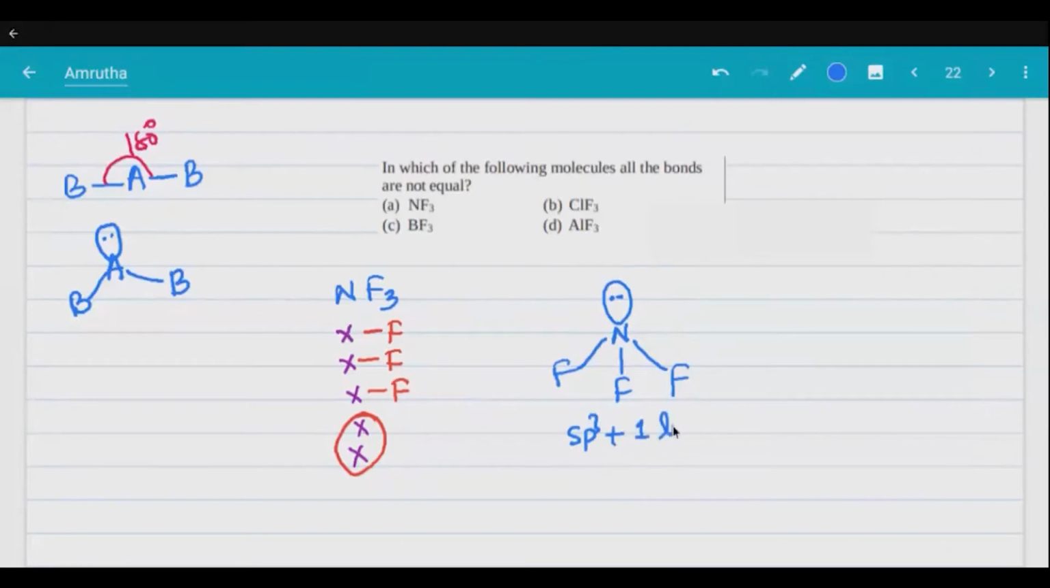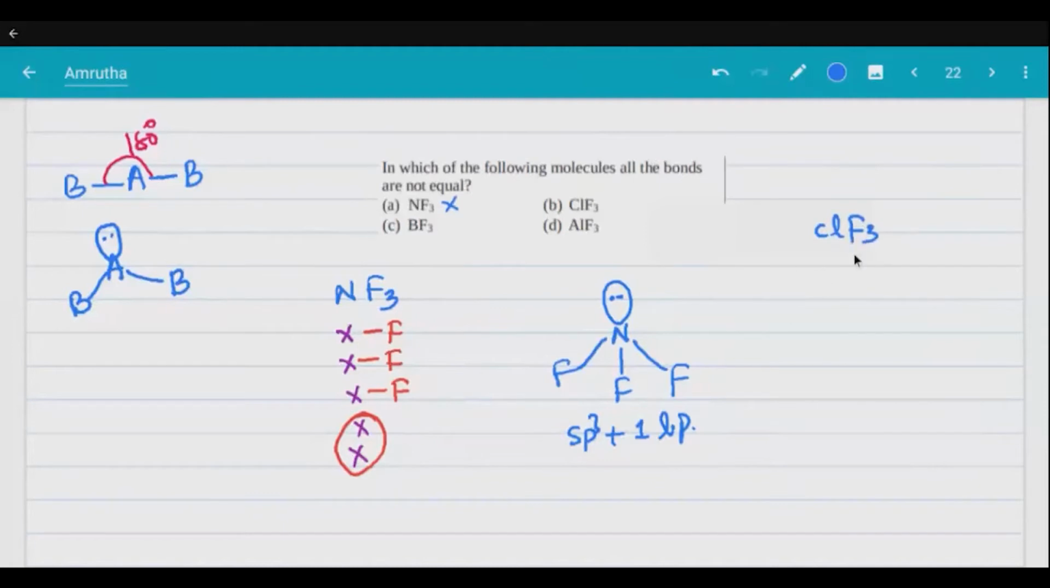It is a pyramid. In a pyramid, you might have studied in history, in Egypt there are big pyramids. So look at the bonds. They are definitely the same, right? They're not different. NF bonds are the same length. Exactly, right? Pyramid. So this is not correct. Next, ClF3.